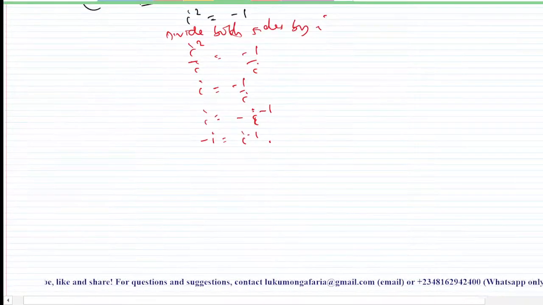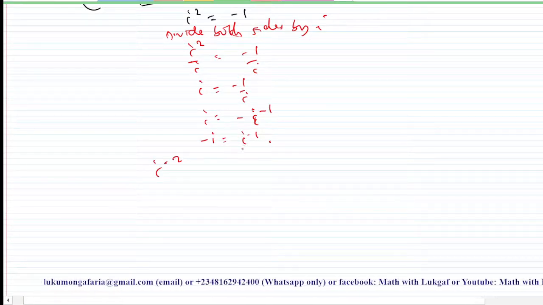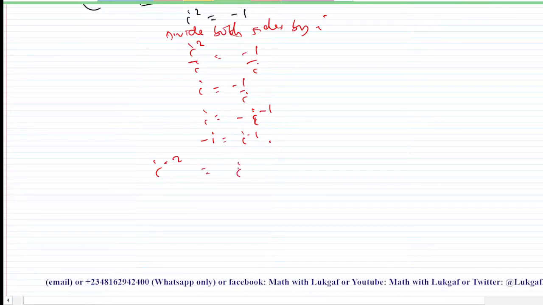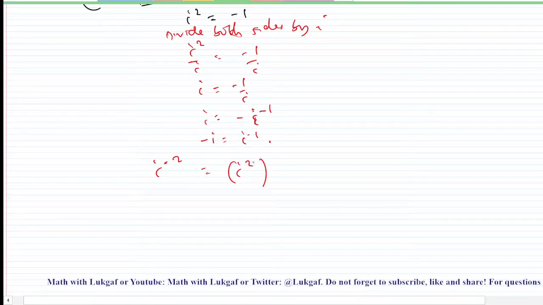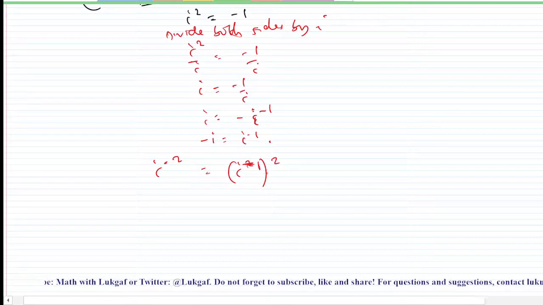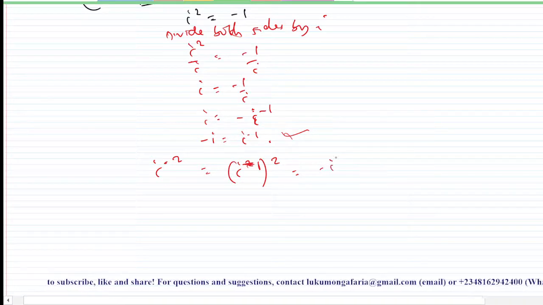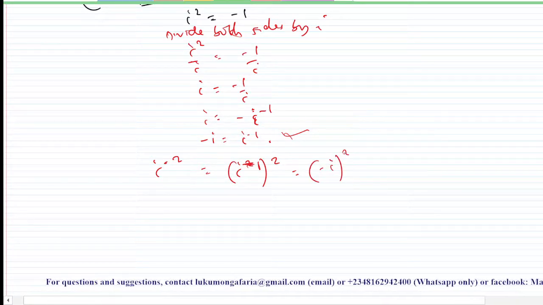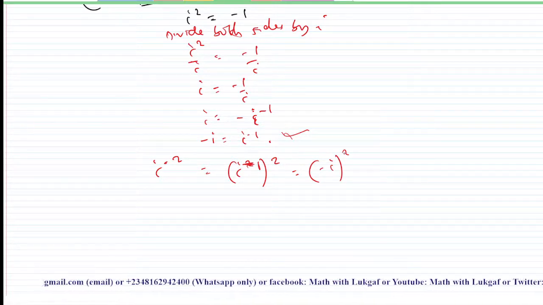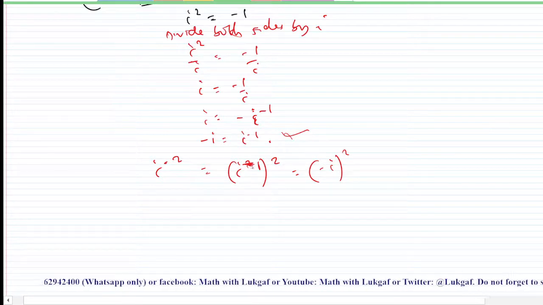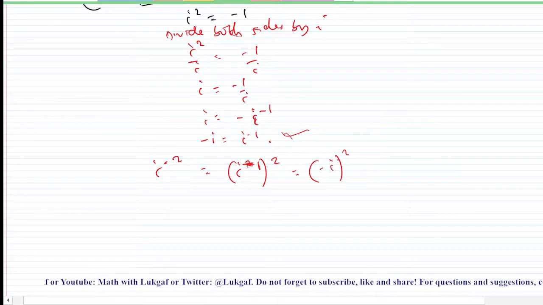Okay, let us do that of negative 2. So i raised to power minus 2. How do we do that? That is very simple as well. Recall, you can say it is the same thing as i raised to power minus 1, everything raised to power 2. And don't forget, with what I've obtained here, i raised to power minus 1 is minus i, everything squared, which is minus i times minus i.